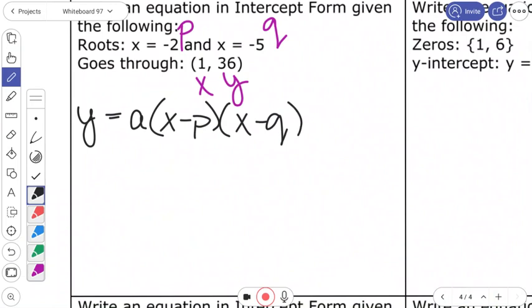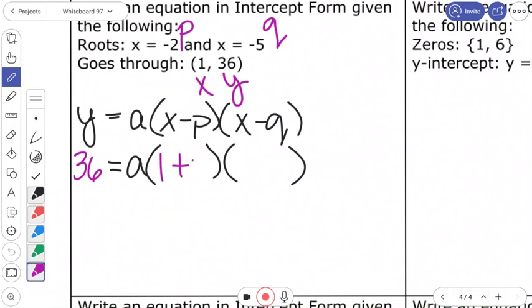All right, so let's sub in our values. Our y value is 36. It's going to equal some a value times (x minus p) times (x minus q). What are we subbing in for x minus p? Our x value is 1, and we are going to subtract p. Well, minus a negative 2 really means plus 2. That's why when you sub in your p value, it looks like the sign changes. x minus q: our x value is still 1, minus a negative 5 means plus 5.